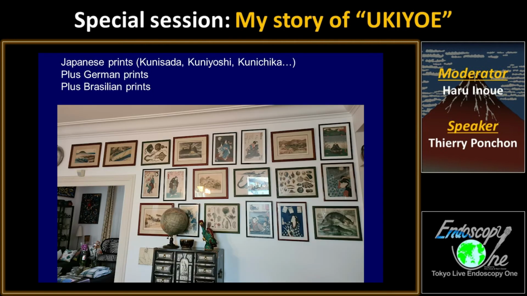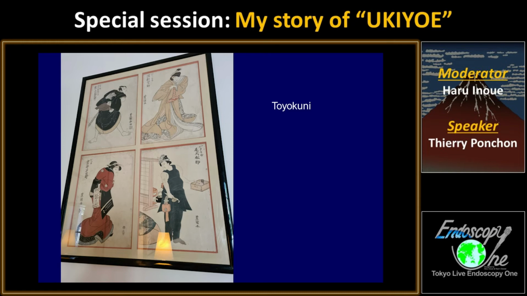So I have other Japanese prints from Kunisada, Kunichika also. I mixed them with German prints of animals, you see, and Brazilian prints. You see Rio de Janeiro. So I made a combination in my room. I also have some ukiyo-es from Yoshitoshi. See, also a very fantastic ukiyo-e master.